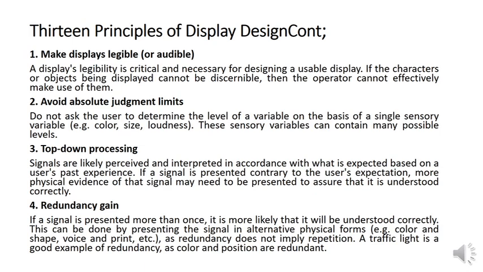Principle 1. Make displays legible or audible. A display's legibility is critical and necessary for designing a usable display. If the characters or objects being displayed cannot be discernible, then the operator cannot effectively make use of them. 2. Avoid absolute judgment limits. Do not ask users to determine the level of a variable on the basis of a single sensory variable, e.g., color, size, loudness. These sensory variables can contain many possible levels.